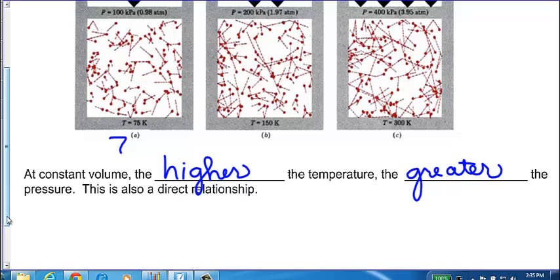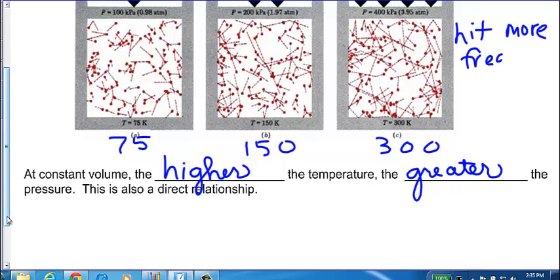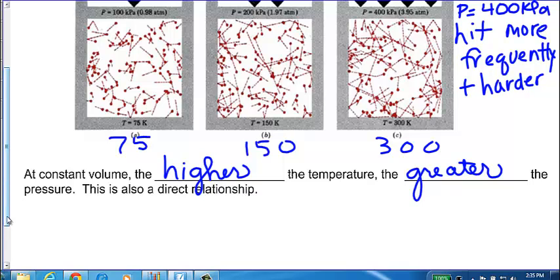This is at 75 Kelvin, and this is at 150 Kelvin, and this is at 300 Kelvin. And I know it's kind of hard to see, but the greater the temperature, the more energy the molecules have, so they hit the walls of their container more frequently and with more energy. And so they hit more frequently and they hit harder, and that's why the pressure here is 400 kilopascals, but the pressure here is only 200 and the pressure here is only 100.